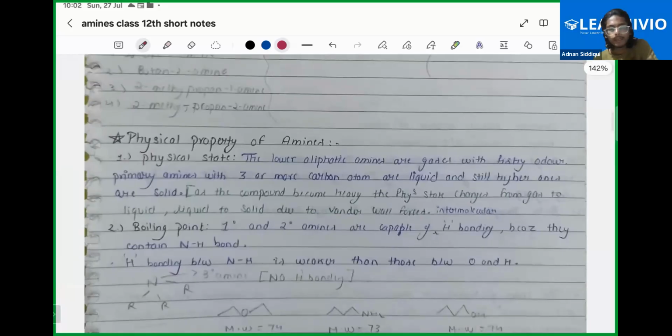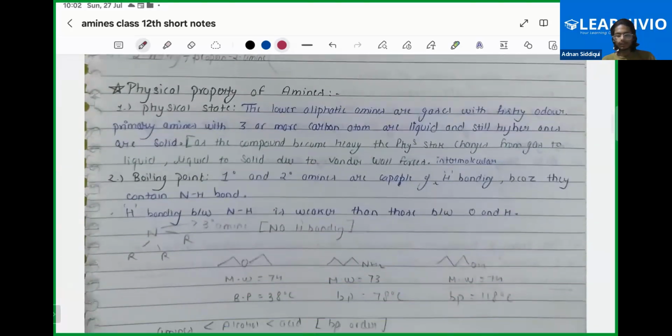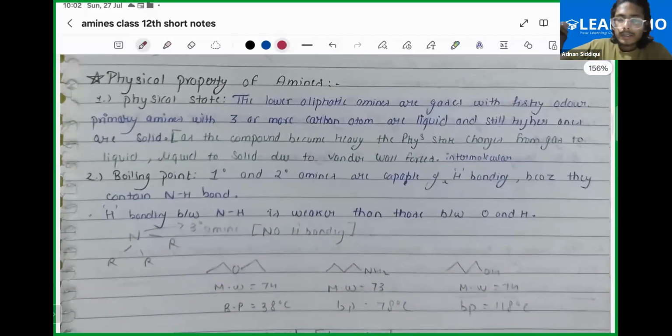Physical properties of amines. Right, so let us talk about it. The physical state. How will amines look if you are seeing them in your lab? So the lower aliphatic amines are gases with fishy odor. What do we mean by lower aliphatic amines? Can you tell me what are lower aliphatic amines?